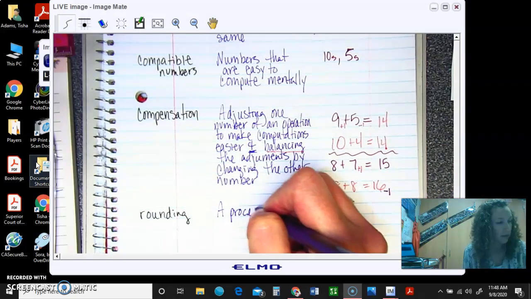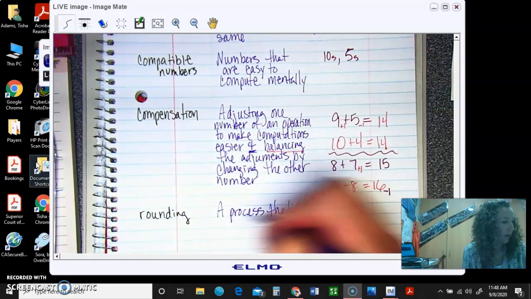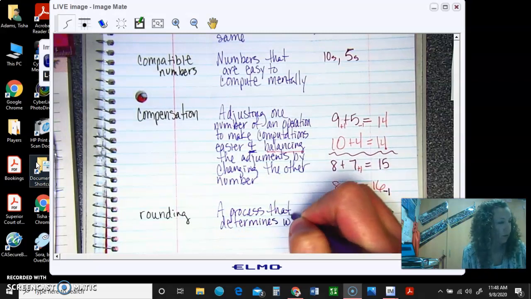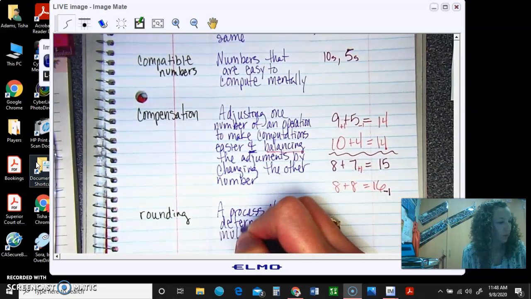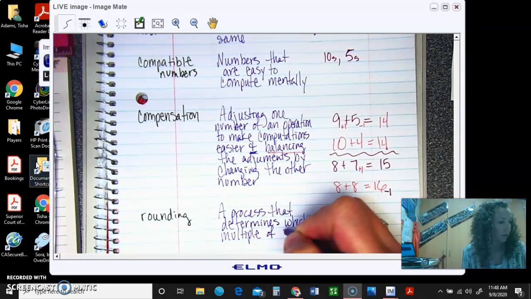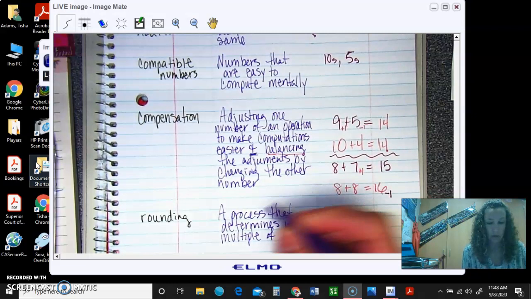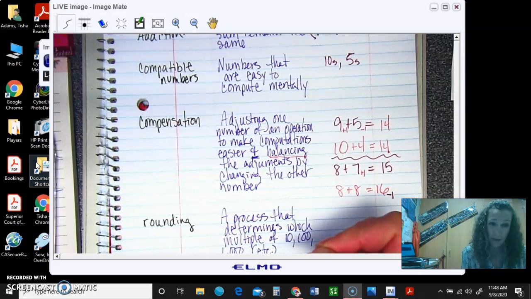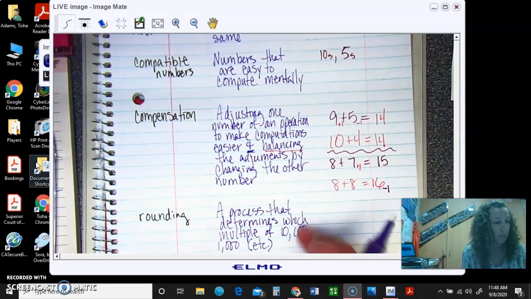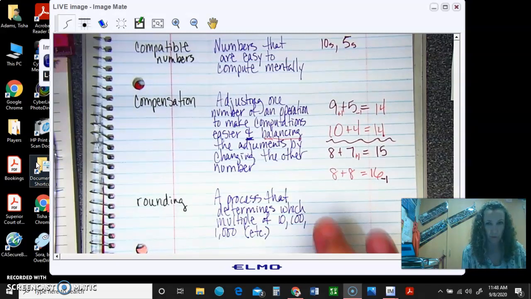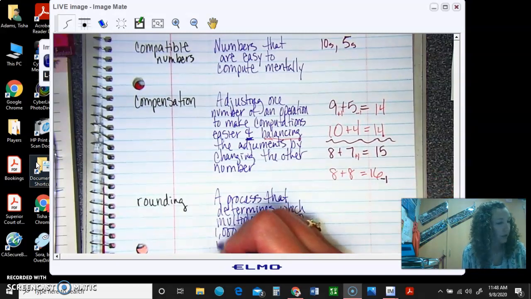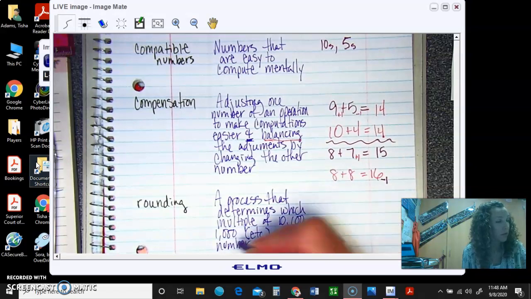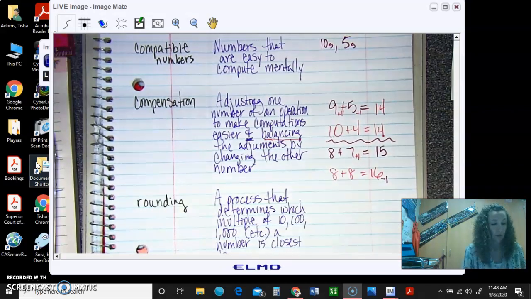A process that determines which multiple of 10, 100, 1,000, I'm going to put in parentheses, etc., because we could keep going, 10,000, 100,000, million, right? But this is all that I'm going to write down. I think you get the point of it with just writing those 3 down. A number is closest to.